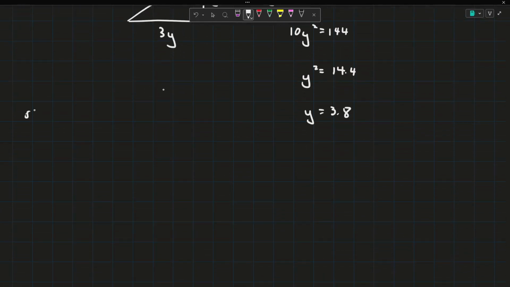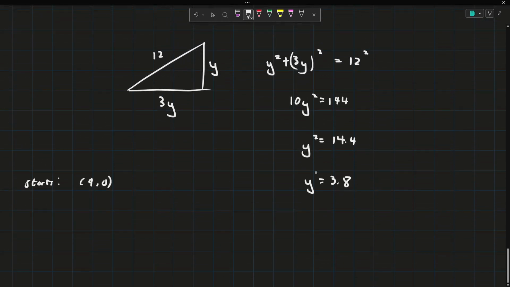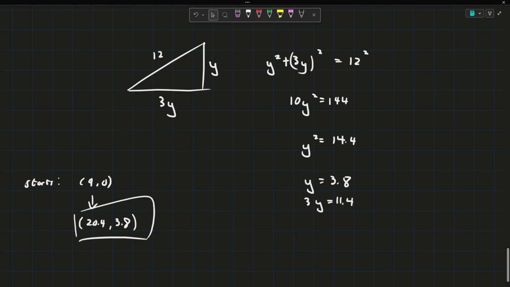She starts at 0. She travels vertically 3.8. So we'll have to transform this. So vertically, the y is 3.8. So she goes up by 3.8. And then how far does she travel horizontally? Remember, she travels 3 times more horizontally than she traveled vertically. So 3.8 multiplied by 3. So we can say that 3y is equal to 11.4. This is how far she travels horizontally, but she started at 9. So we'll have to do 9 plus 11.4, which will give us 20.4. And they're the coordinates that she stops at.